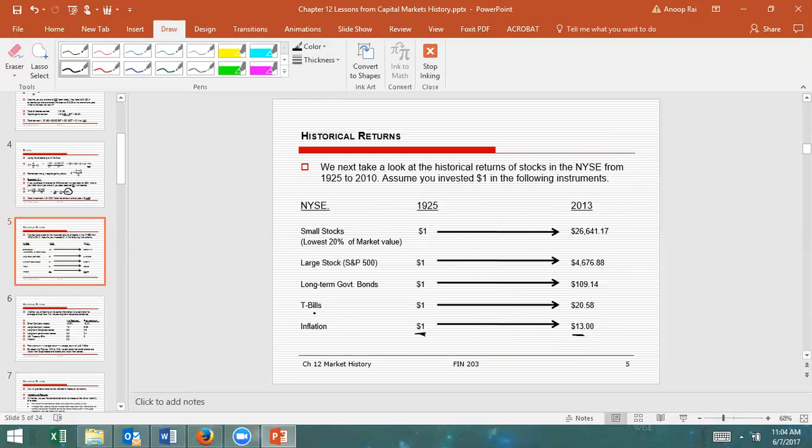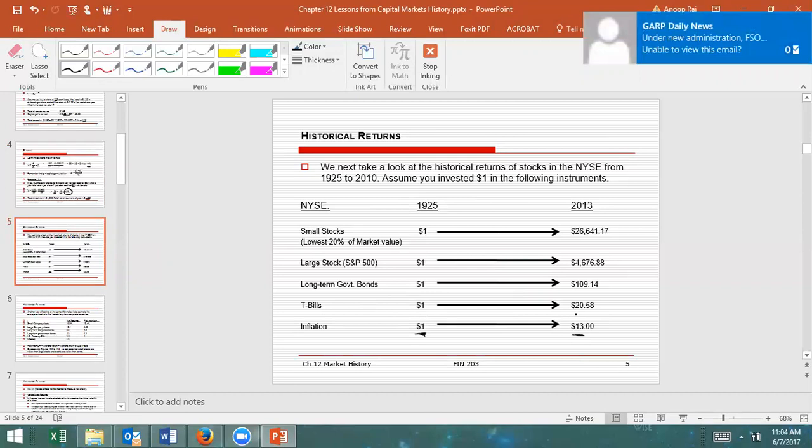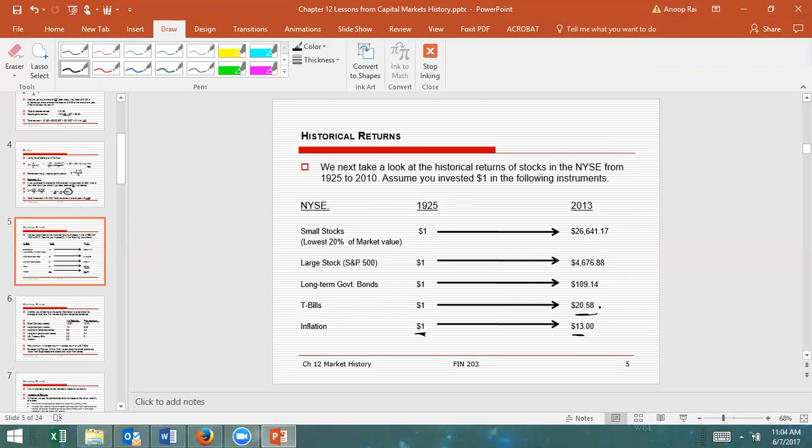If you had put it in the safest instrument in the world, the US government's 3-month bill, let's say, just a short-term bill, which has the lowest interest rate, over these 83 years, you would have made about $20.58. If you had, let's say, put it in 30-year government bonds, it's a long-term bond, so they give you a little bit higher interest rate. Look at the difference, $109.14.